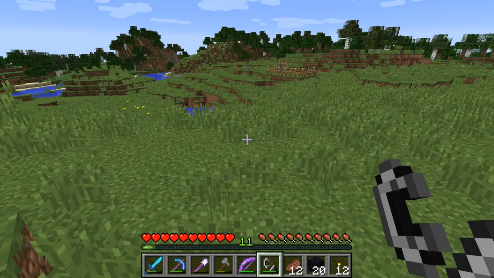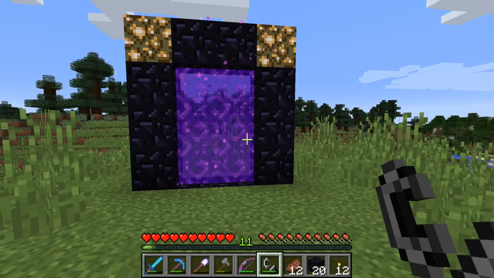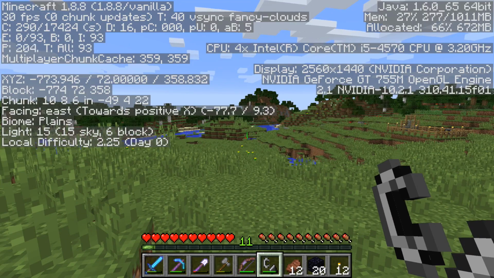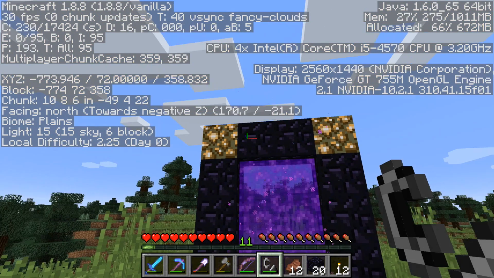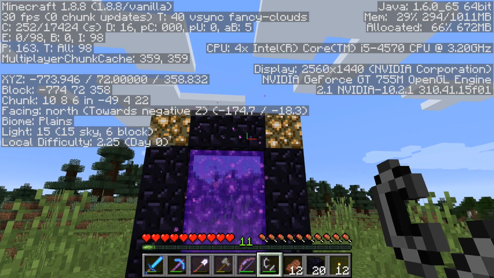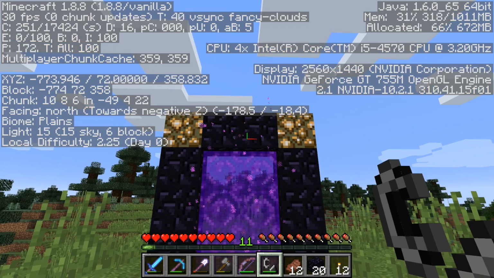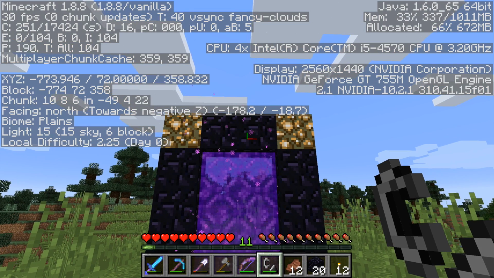Right now, I'm over here by our end portal. That's it over there. And we made a little nether portal over here so we could get to it easily. I'm going to show you guys coordinates in this because this is going to be important to understand how nether mechanics work, nether portal mechanics that is. Right now these are my XYZ coordinates. You can see negative 773 is my X coordinate, 72 is my Y, positive 358 is my Z coordinate.